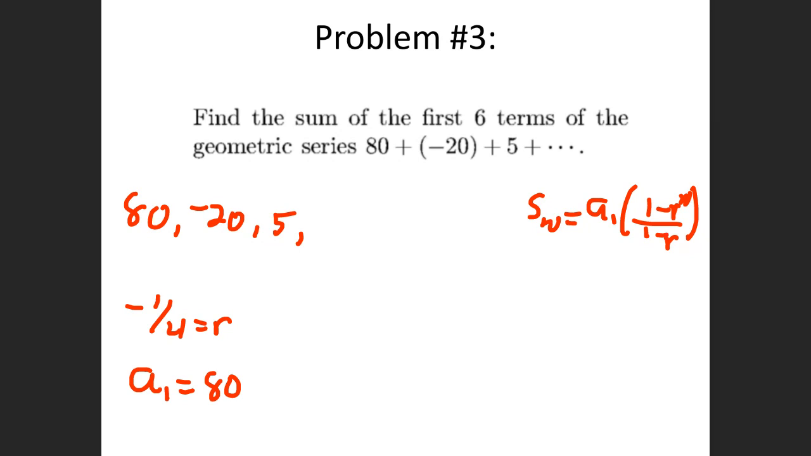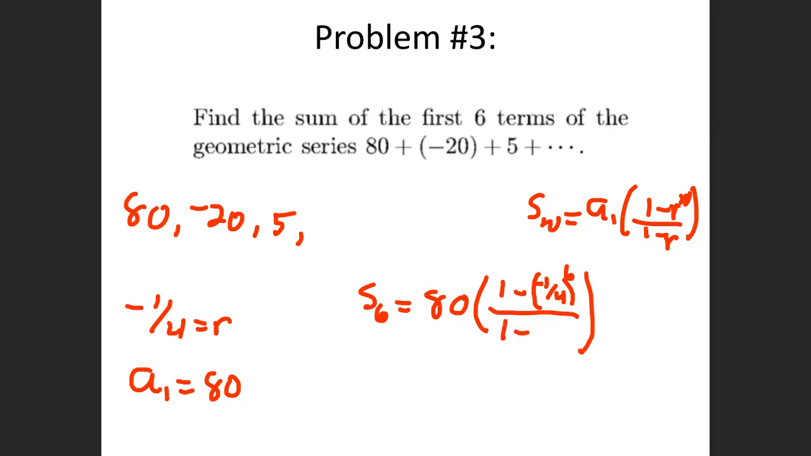So I'm going to use this formula. S(6) is equal to the first term, which is 80, times 1 minus negative 1/4 to the 6th power. And I'm going to put that inside parentheses. Okay. And then this is going to be 1 minus negative 1/4. Sorry about that. So this is going to be plus down here, right?